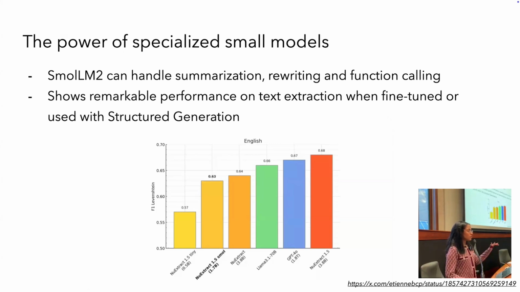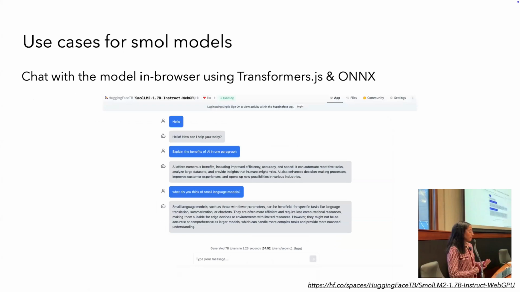Small models are also really powerful if you choose to specialize them. For example, there's a startup called NuMind, which took Smol LM and fine-tuned it on text extraction datasets. And they managed to get a model that's not very far from models that are much larger. So I think text extraction is one use case where small models can be really performant, and it makes sense to use them instead of larger models. You can also chat with these models in the browser. For example, here you can load the model, you can even turn off your internet, and just start chatting with the model locally.